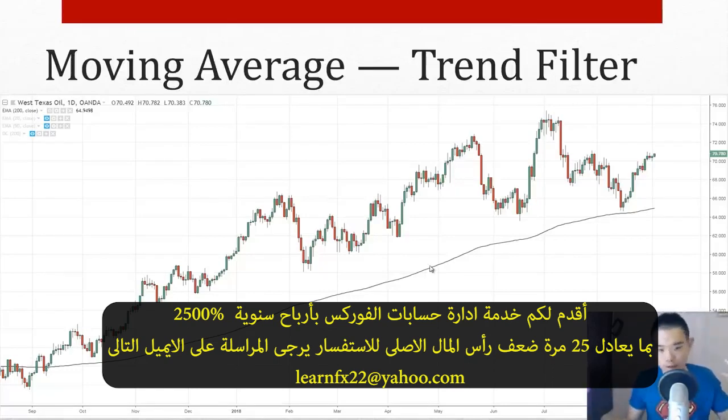Vice versa, if the price is now below the 200 MA, then you want to know that you only want to be shorting the markets. You don't want to be long. So this is how a moving average can serve as a trend filter.